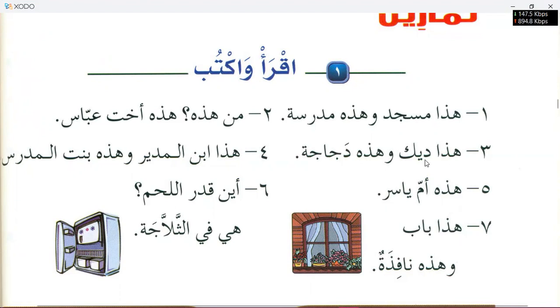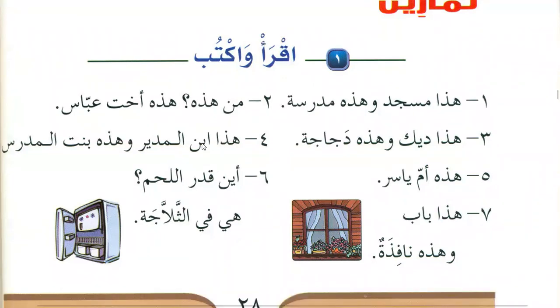Number three. Haza dikun wa hazihi dajaja. This is a cock and this is a hen. Number four, haza ibn mudir. You can't say haza ibn; you need to join the zal with the ba, then join the noon with the lam. Haza ibnul mudir.